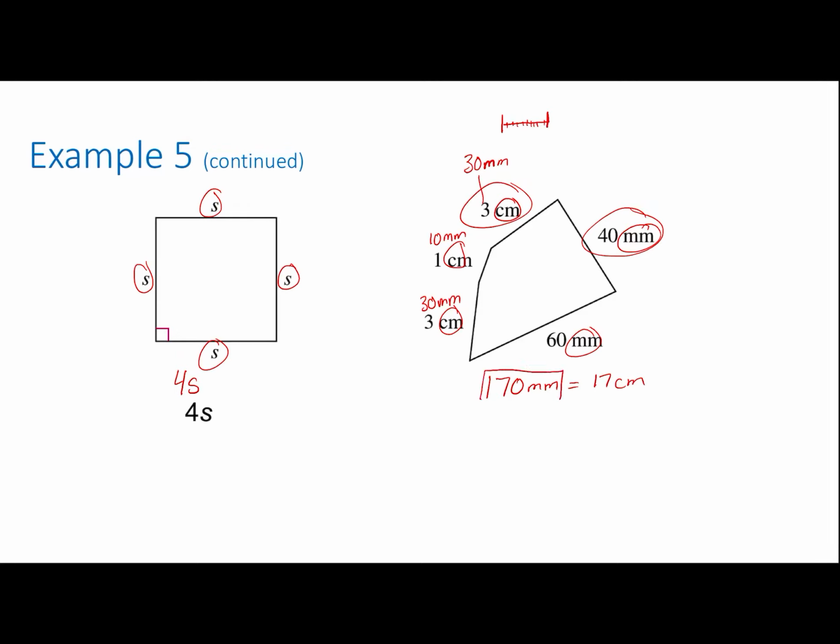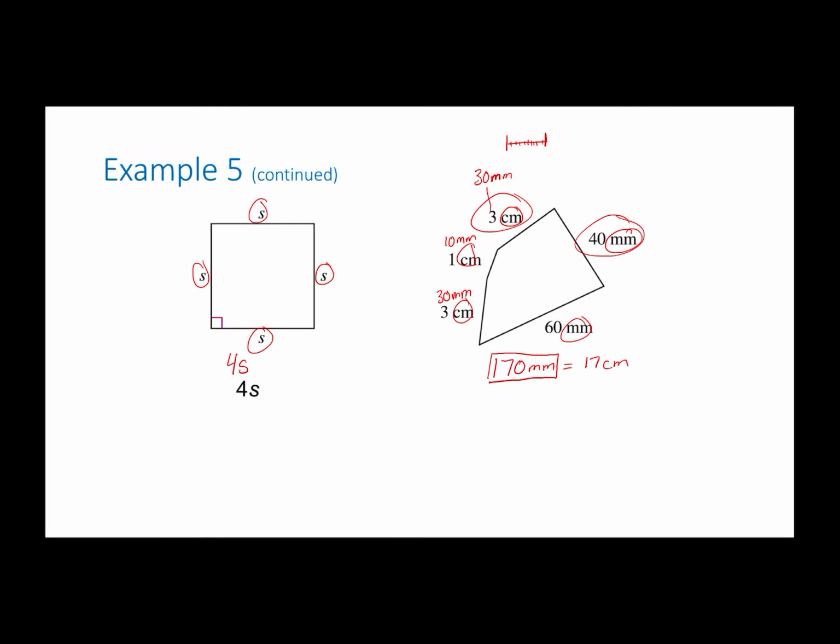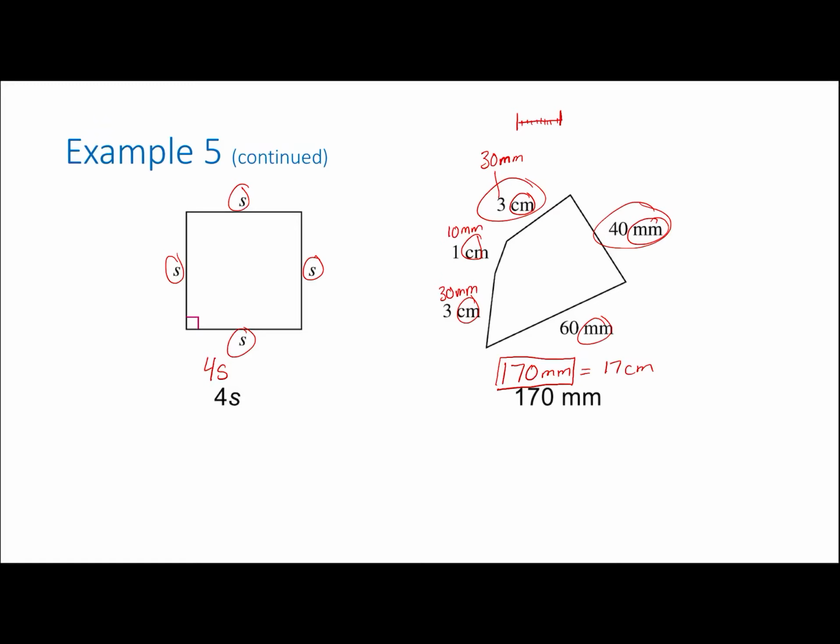But again, we're using the millimeter, the smaller unit, just because if it had not ended in a 0, if it was not divisible by 10, you can't easily convert it to centimeters. So we're leaving it as the millimeters. And again, it is 170 of those. If you have questions about that, let me know.